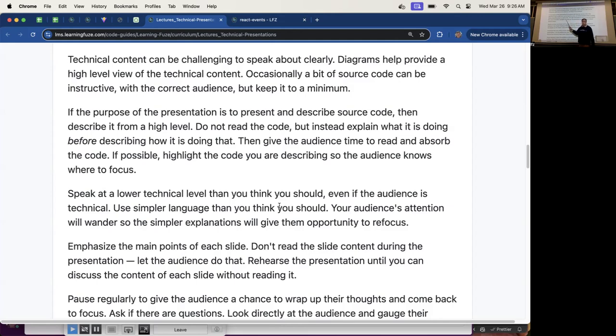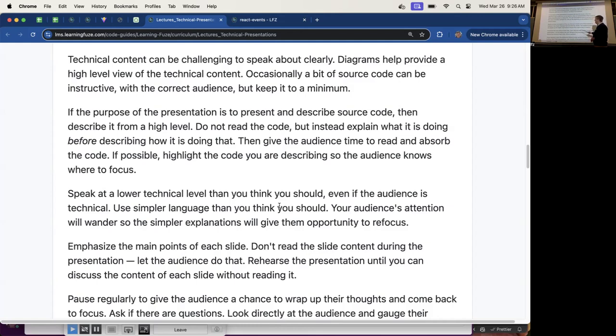And so you should find a way to highlight what it is you're talking about. Usually you will select the code with your cursor if you're able to, or you can highlight it if it's in a slide, or just make sure you're pointing right at it. You know, this is the code I'm talking about, and that way the audience knows where to focus their attention. Code is very hard to read quickly.